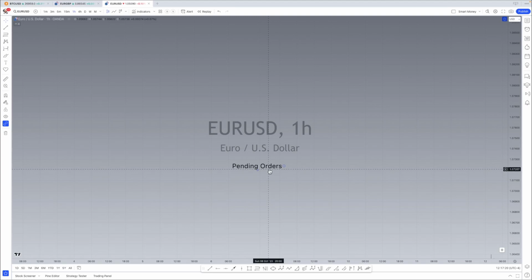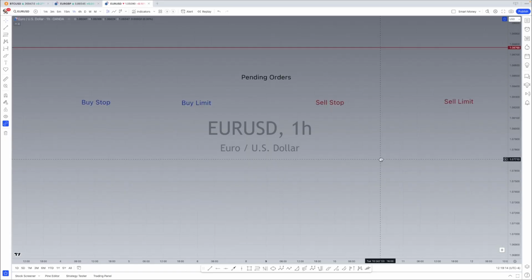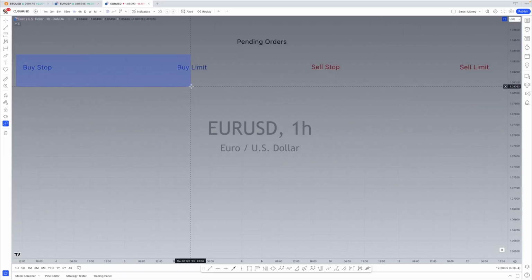There are 4 different types of pending orders that I personally focus on, and that's what I'll go over today. Those 4 orders are buy stop, buy limit, sell stop, and sell limit. When you look at buy stop and buy limit, and then sell stop and sell limit, those are pretty much buy and sell orders, but it's not like your typical market execution. Buy stops, buy limits, sell stops, and sell limits each have their own parameter that needs to be met before the broker would put you into the trade.